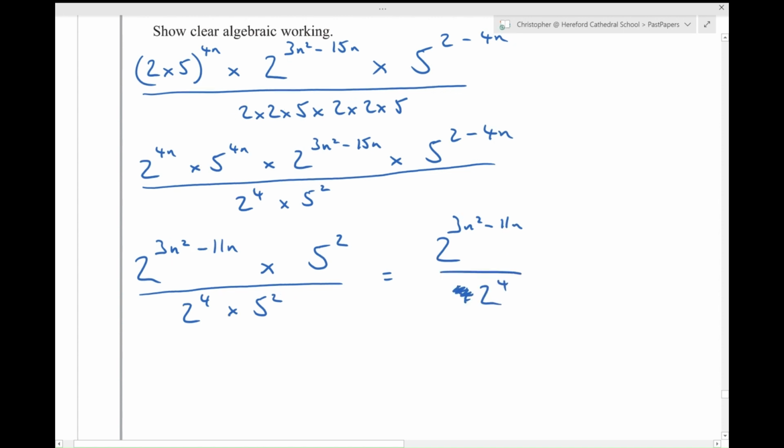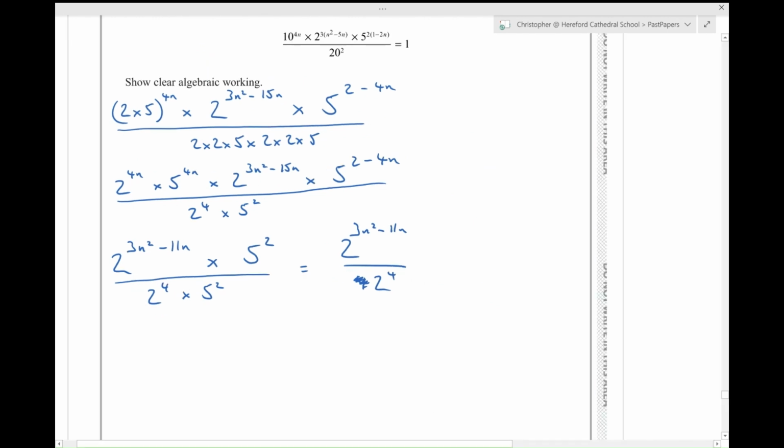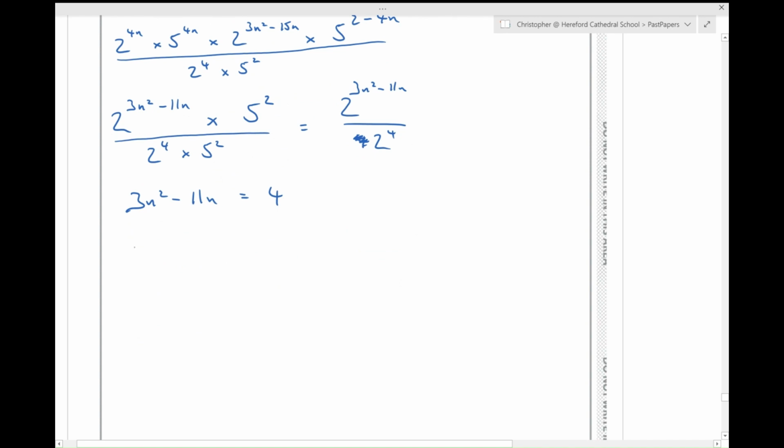And I know that that equals 1 from the question, which means that those powers must be equal. So 3n squared minus 11n must equal 4. That's just a quadratic equation. Set it equal to 0. And now let's see if I can factorize it. It's going to have to be 3n and an n. Right, now I need to multiply to a negative, so 1 negative, 1 positive.